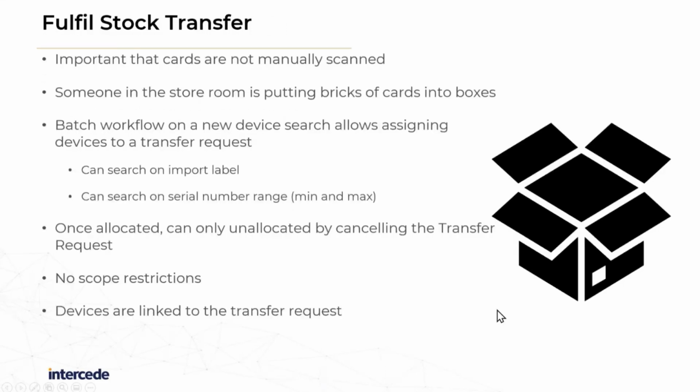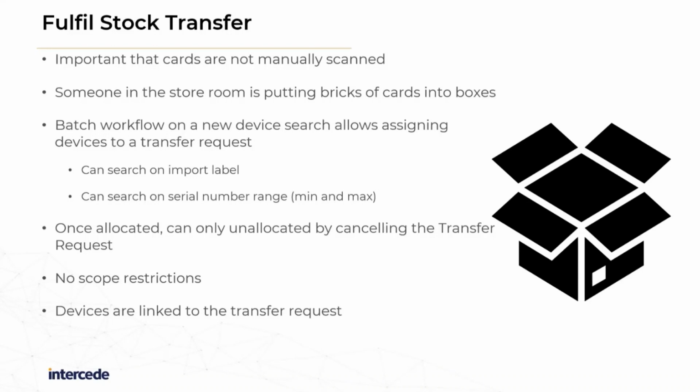So once an intent has been registered to move, say, 100 items of stock item A to location B, it's someone's job to fulfill those. And here we see this being like a back office task where someone will physically put the bricks of cards into a box, parcel it up and hand it to a courier.